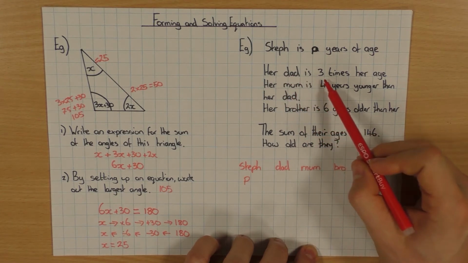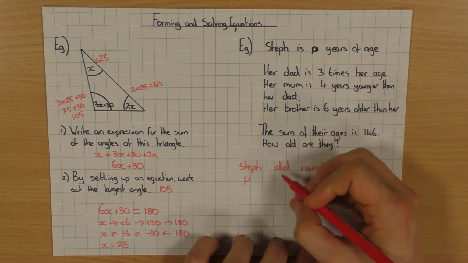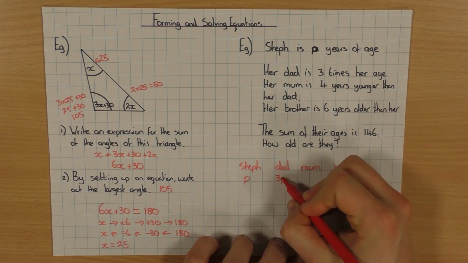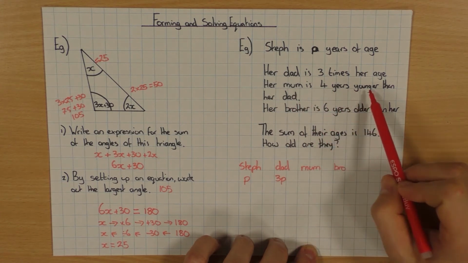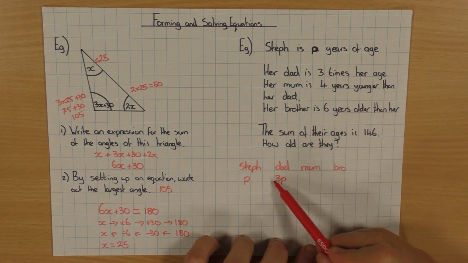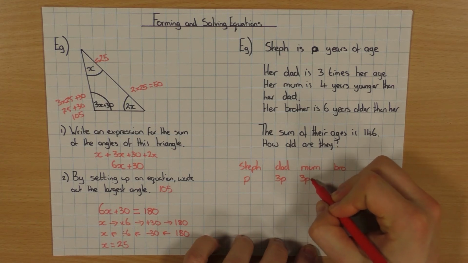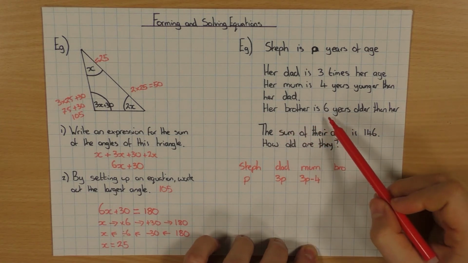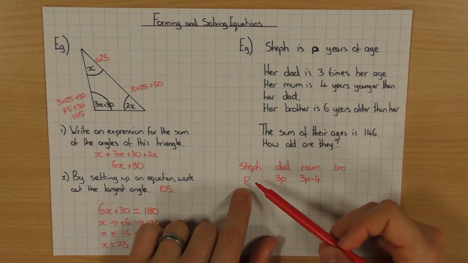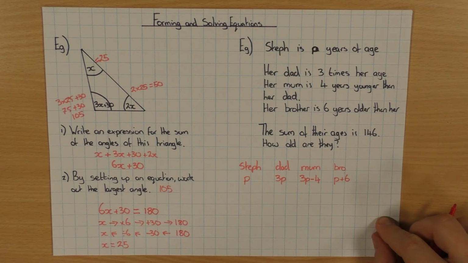Now her dad is 3 times her age, so 3 times P simplified is 3P. Her mum is 4 years younger than her dad. Well, her dad is 3P, so if mum's 4 years younger, it would be 3P, which is her dad's age, take away 4. And her brother is 6 years older than her. Well, Steph is P, so if her brother's 6 years older, it will be plus 6.